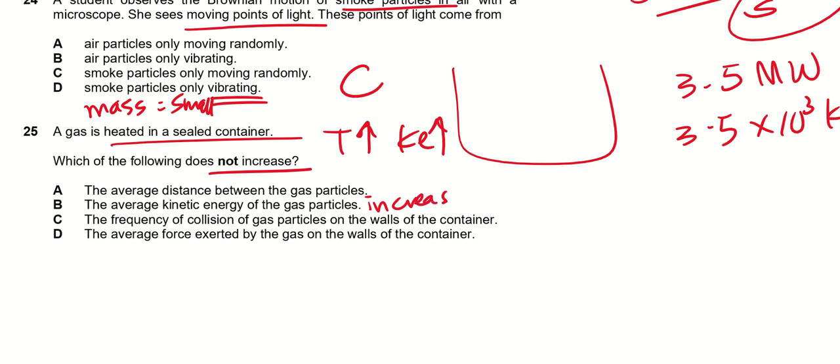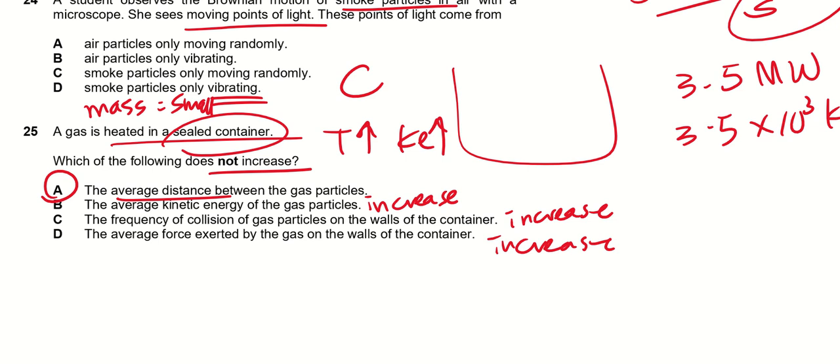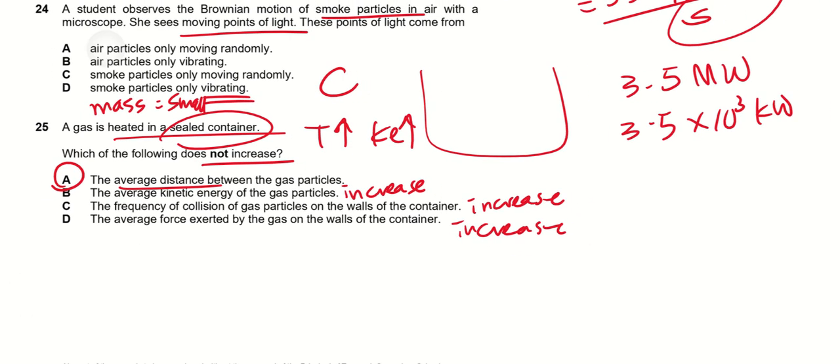Increase. Frequency of collision increases because they move faster, right? The average force exerted increases, and the average distance does not increase. So the answer is A. Why? Because it's a sealed container. We take it that the container does not expand. So no matter how fast the gas particles move, they cannot make the container become bigger. So the average distance between the gas particles will still remain the same.